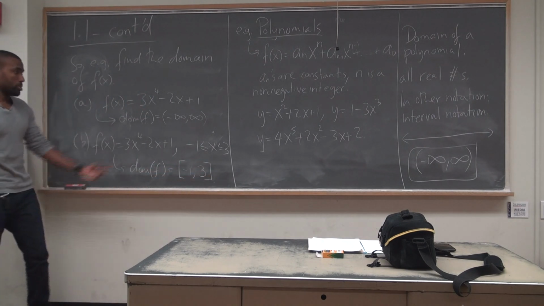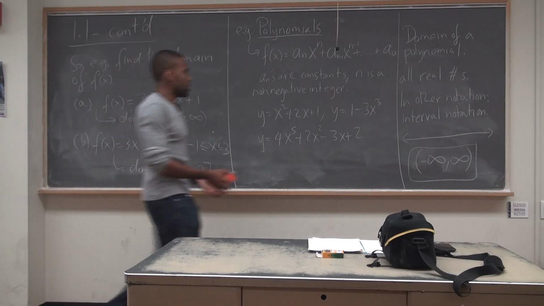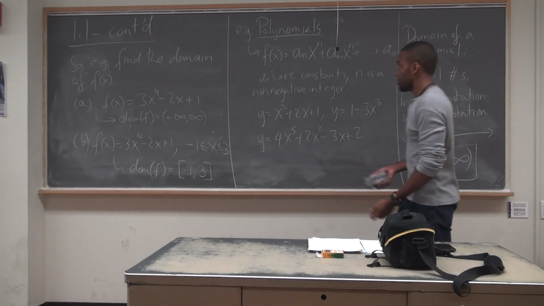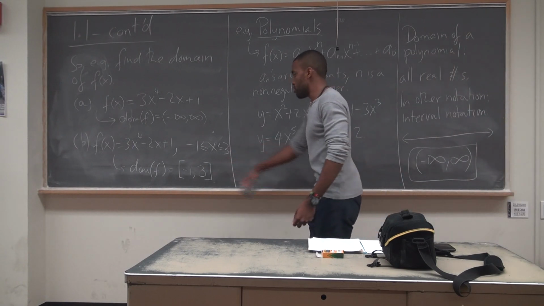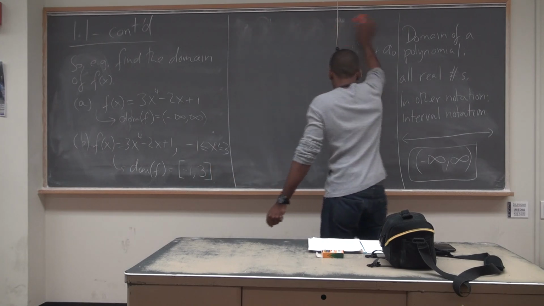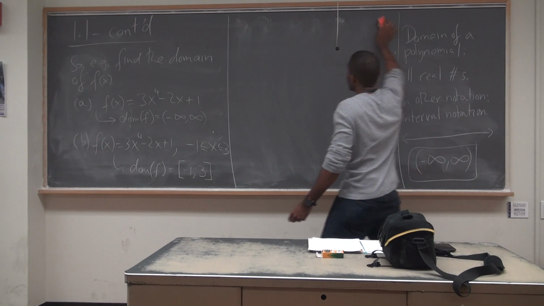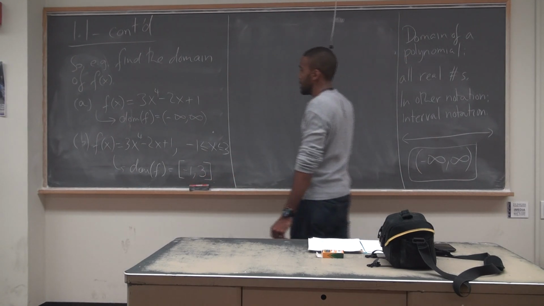So sometimes I can impose a restriction for some reason. It depends on what my function is representing. But in general, for a polynomial, anything can work, but they might impose a restriction on you artificially. So polynomials are nice. They kind of work everywhere. They're very nice functions. They're continuous. Their domain is everything.